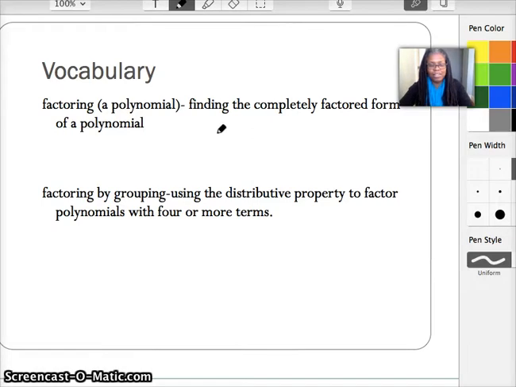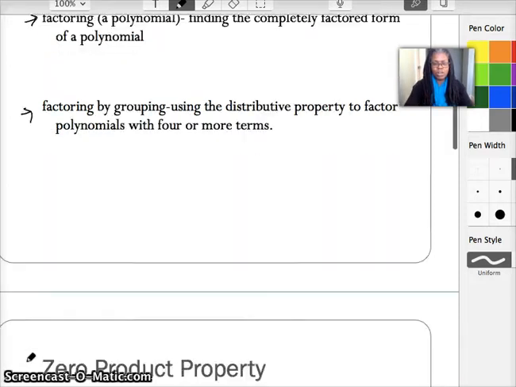Okay. Factoring by grouping is using the distributive property to factor polynomials with 4 or more terms. So I want you to hold on to these concepts, and I think we will bring it to light a little bit more solidly when we look at some examples. And so let's get started with that.